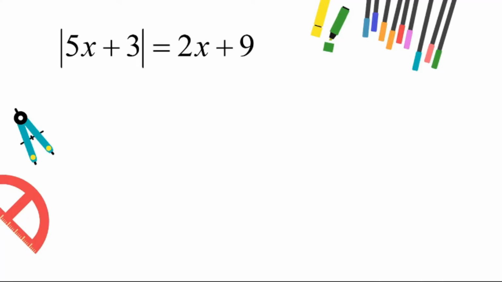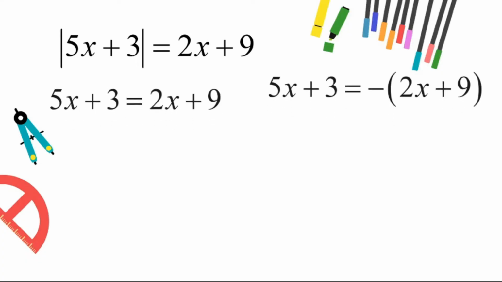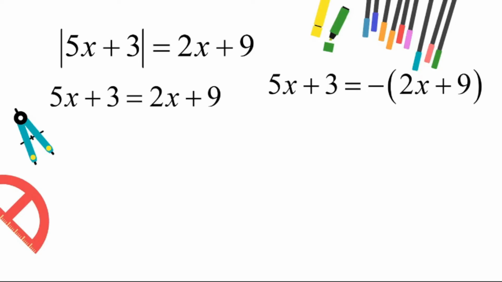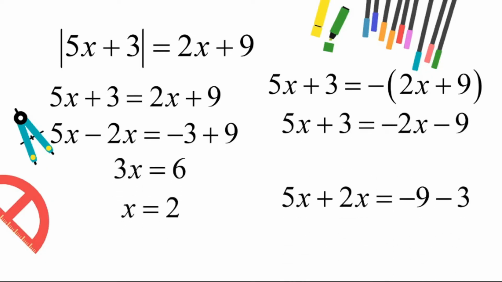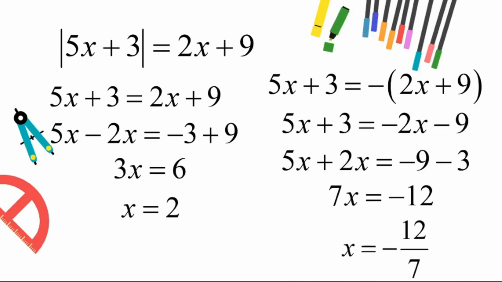Let's look at example 8c. If I have the absolute value of 5x plus 3 equals 2x plus 9, we use the basic definition and we can say that 5x plus 3 equals positive 2x plus 9 and 5x plus 3 equals minus of 2x plus 9. By solving these two simple equations, the first is x equals 2 and the second is x equals negative 12 over 7. But we have to check whether these values of x are satisfied.